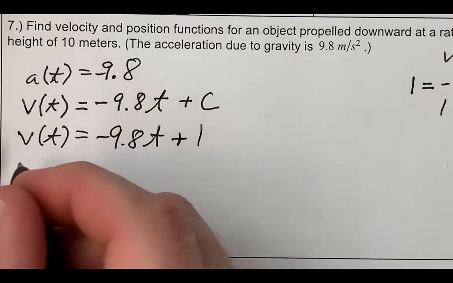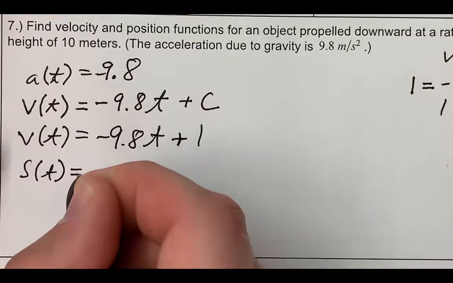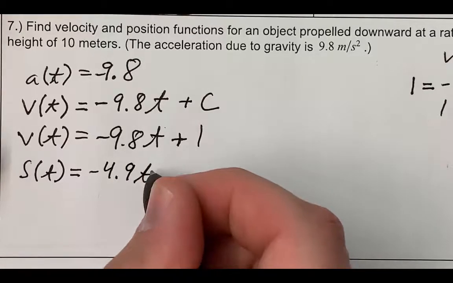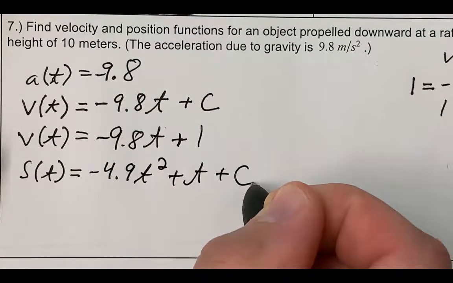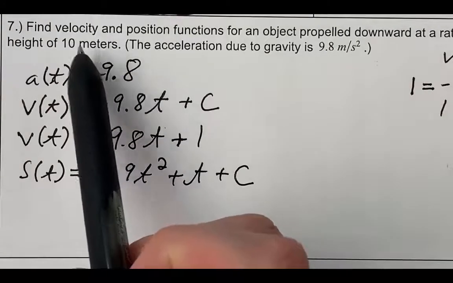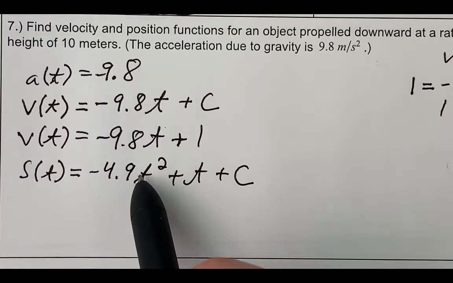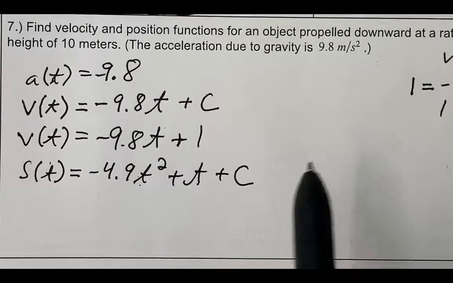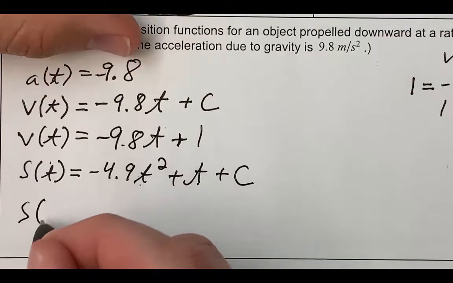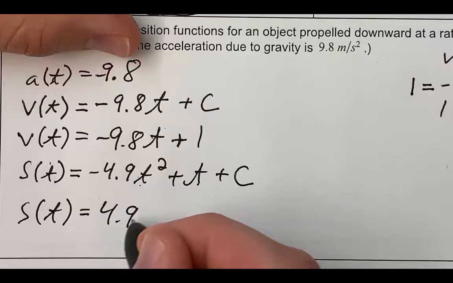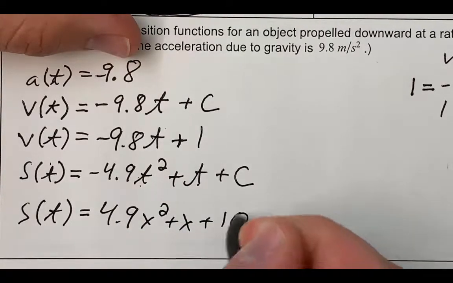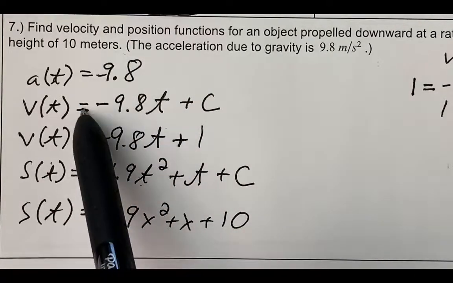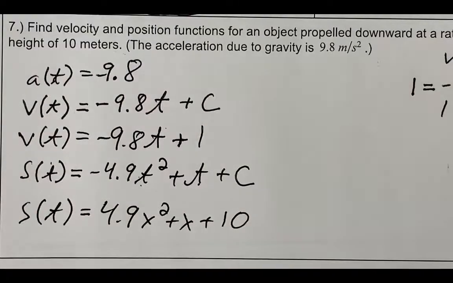We can get back to position too. So if I want position from velocity, I anti-derive, add 1 to the power, divide by it. So I'm going to end up with negative 4.9 t squared plus t plus c. Now I know what the initial height is too. The initial height is 10 meters. So in other words, when t is 0, the height or position is 10. So 0, 0 has to be 10. So c has to be 10. So my position function, s of t, has to equal negative 4.9 t squared plus t plus 10. Okay, so given the initial velocity and position, we can work backwards from acceleration to get velocity and position functions. And that's it for section 2.